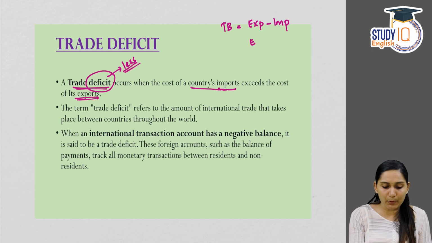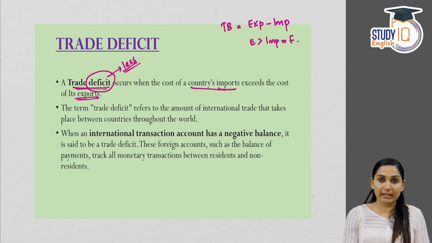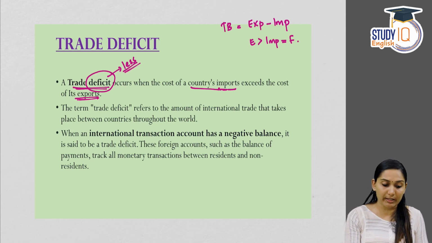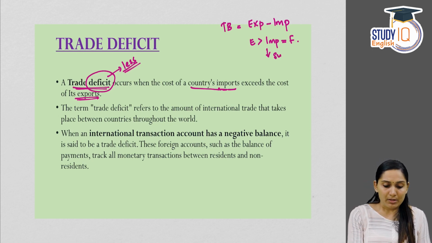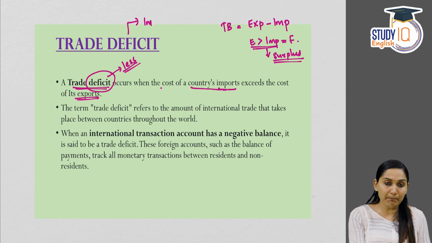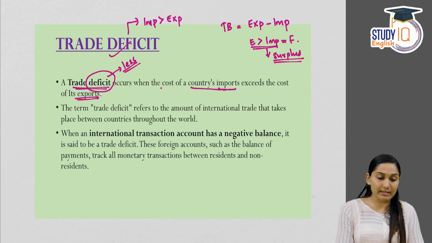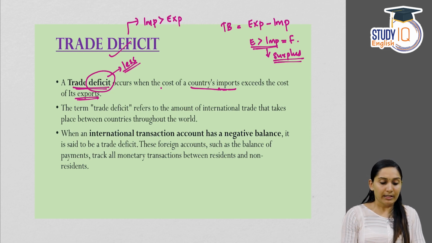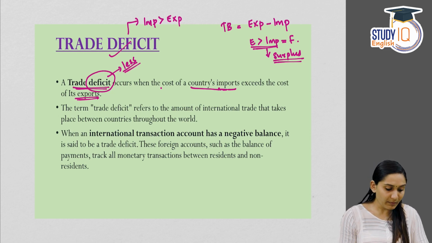Now, if the exports are higher than imports, then it is a favorable trade balance, which is called a trade surplus. And trade deficit is when the imports of a country are higher than the exports of a country. So, this is a situation of trade deficit. Trade deficit is when imports are higher than exports.